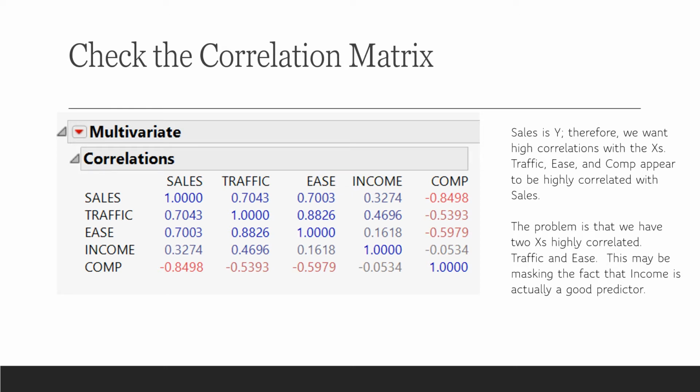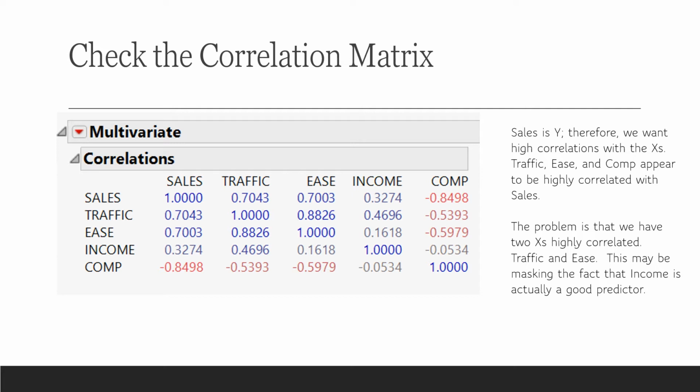Now, we want Y with X to be highly correlated. So sales has a correlation coefficient of 0.7043 with traffic. That's strong and positive. That's good. Ease has a correlation coefficient of 0.7003, also strong and good. Income doesn't look very strong. And then competition is the strongest. It has a negative correlation with sales. So as the number of competitors go up, sales will go down.